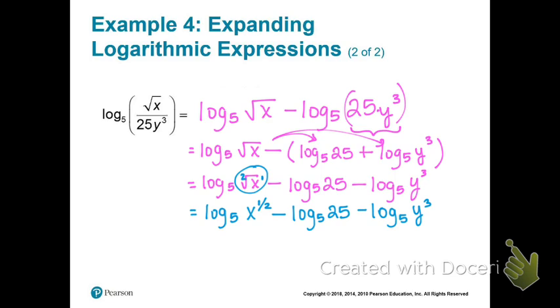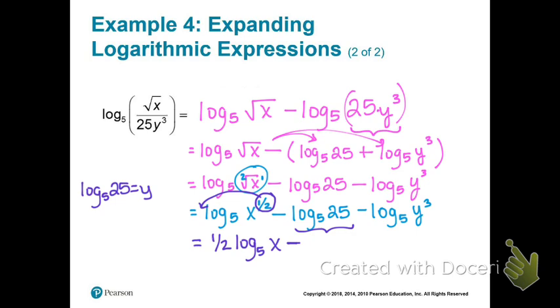Alright, so I do notice I have some powers I'm going to need to deal with, and I have log of a number I need to check out. So let's see, this power will go in front of its log, so I've got 1/2 log base 5 of x minus, and I'm going to come over here to the side and check on that log base 5 of 25. It's in log form, so I'm going to set it equal to y. So my base is 5, my x is 25, and my y is y. So b to the y equals x.